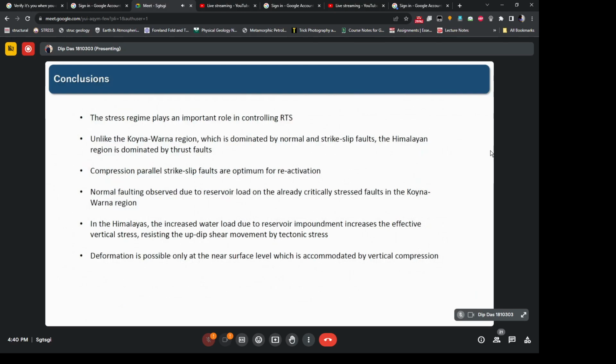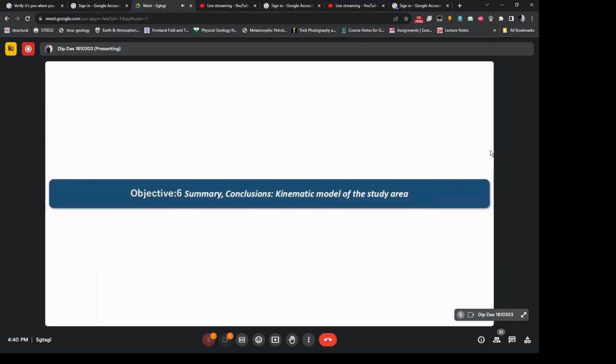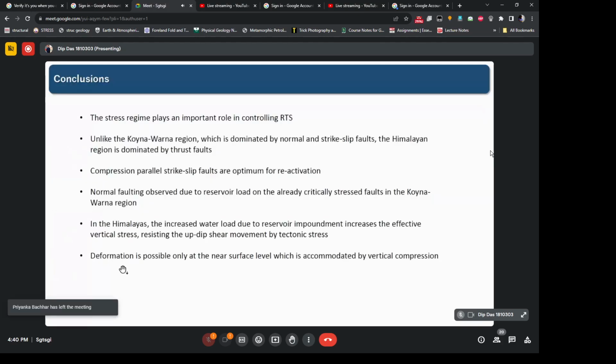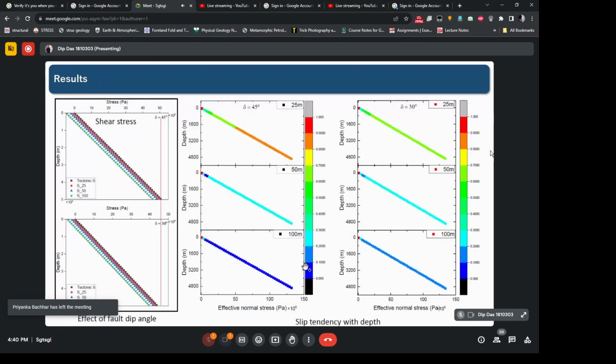And in the Himalayas, increasing water load due to the reservoir impoundment increases stability, which I have already mentioned. Another thing is that deformation is possible near the surface level, which is accommodated by the vertical compression. As you can see, near the surface, the slip tendency is high here.